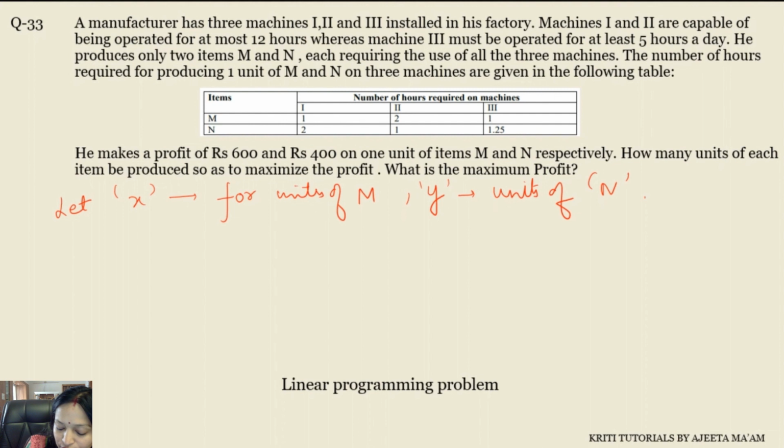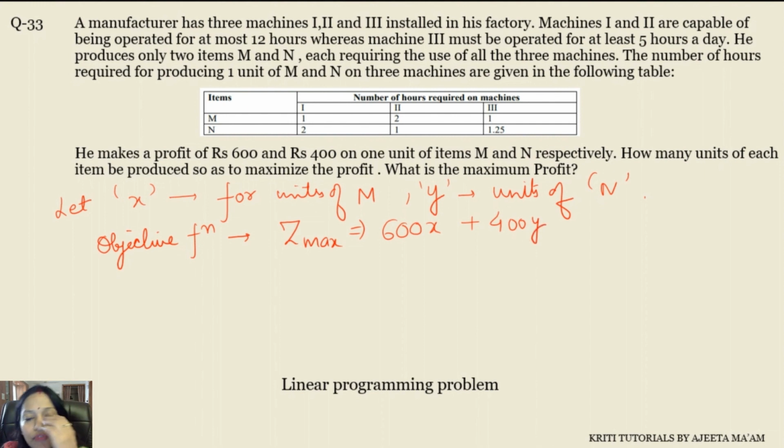Now we will have the objective function. Write it under the headings properly. Okay, so the objective function Z: we have to maximize the profit. And what is that? The profit is 600 per item for M. So 600x, if there are x items, and 400y. So this is what we have.